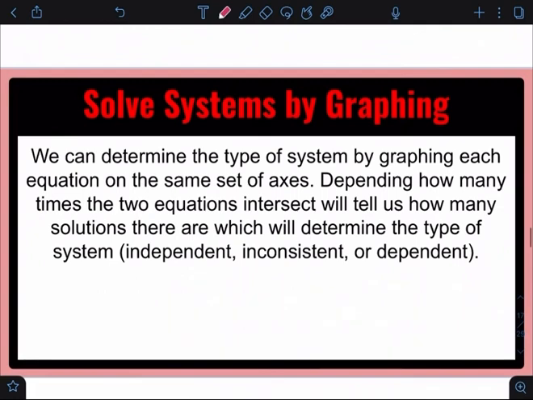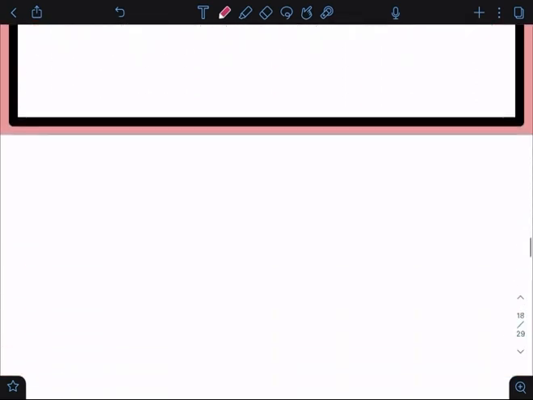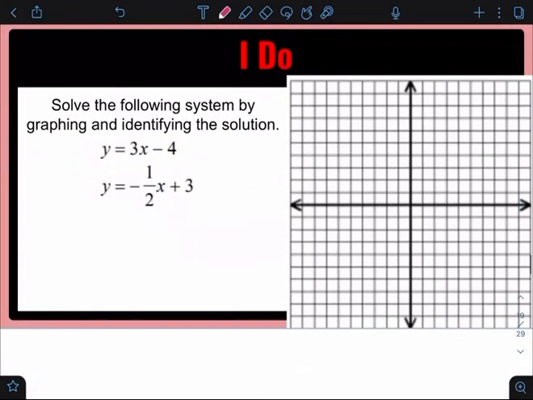Alright, so to solve systems of equations by graphing, we can determine the type of system by graphing each equation on the same set of axes. Depending on how many times the 2 equations intersect, that will tell us how many solutions there are, and that will help us determine which type of system it is. Alright, so let's try here. I like graphing these because they're already in y equals, so this makes it easier.